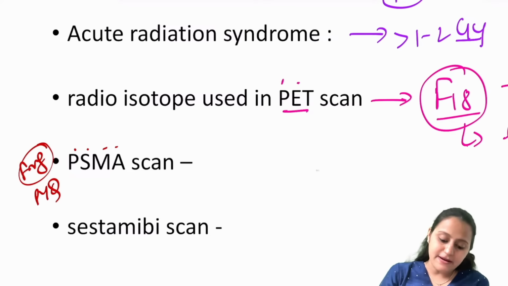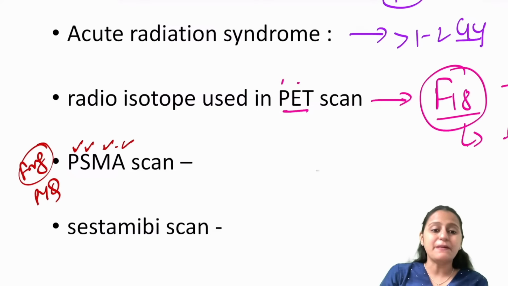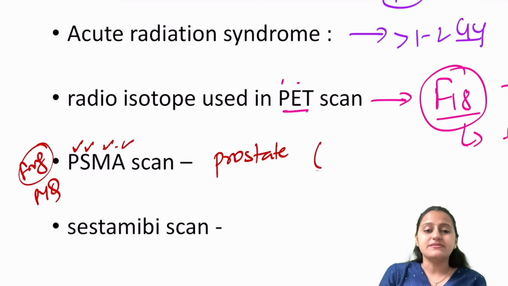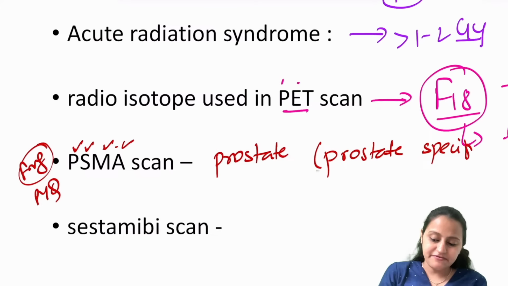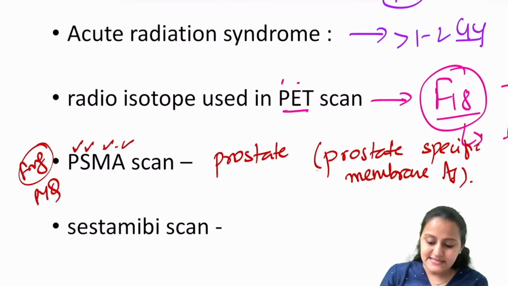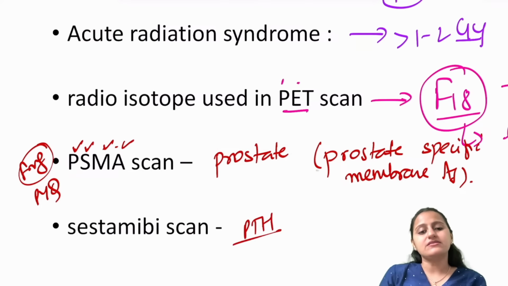Very good. Remember, this is prostate specific membrane antigen. So this is done for prostate. Okay, remember PSMA is prostate specific membrane antigen. So this is done for prostate, PSMA. And system-EB is for parathyroid.